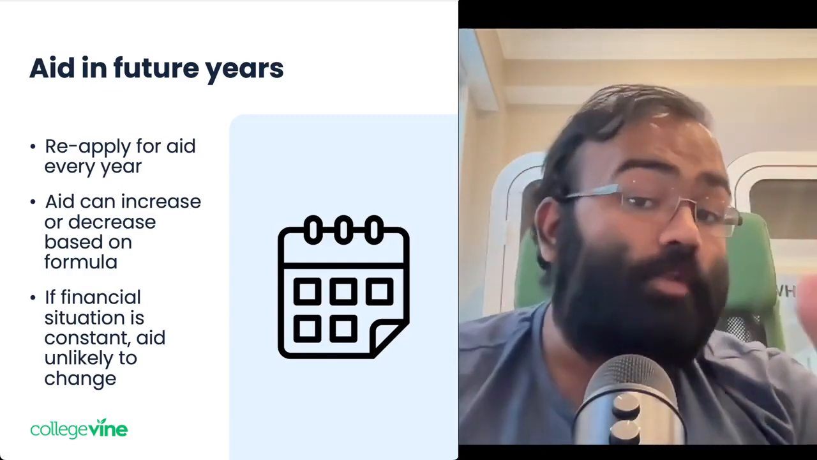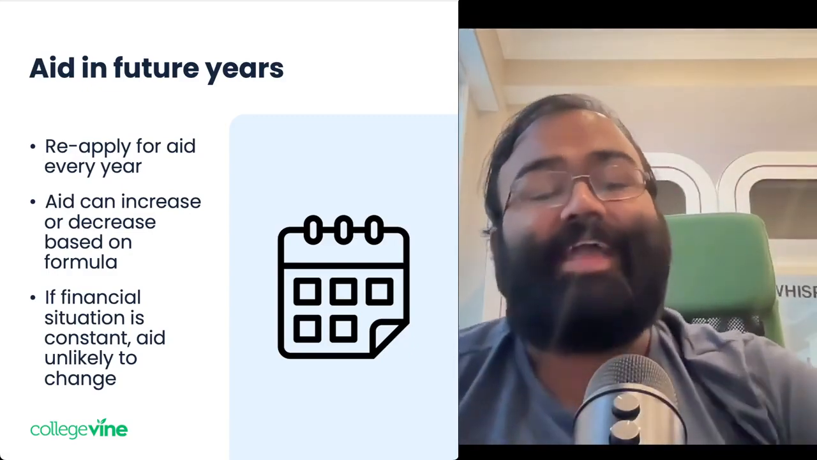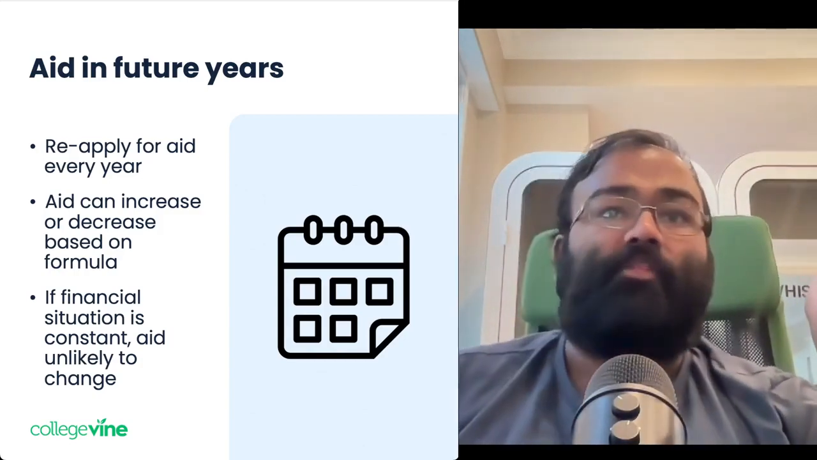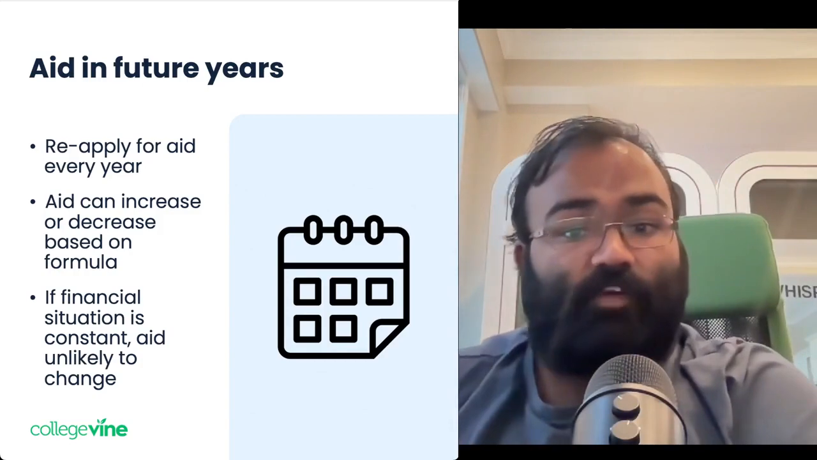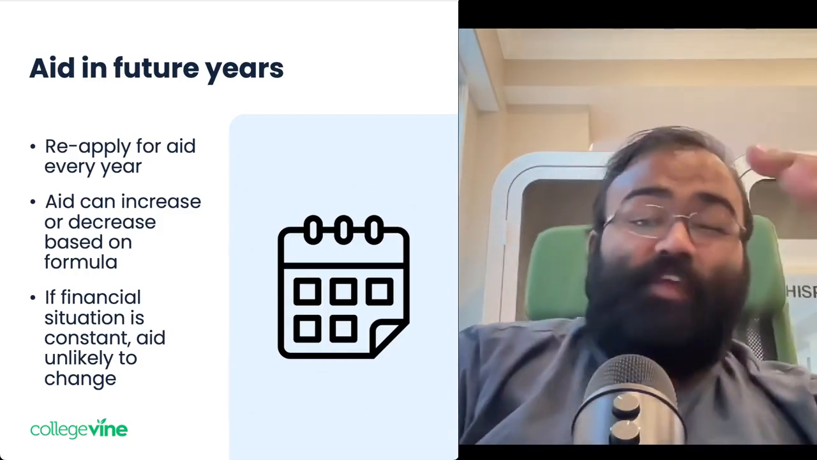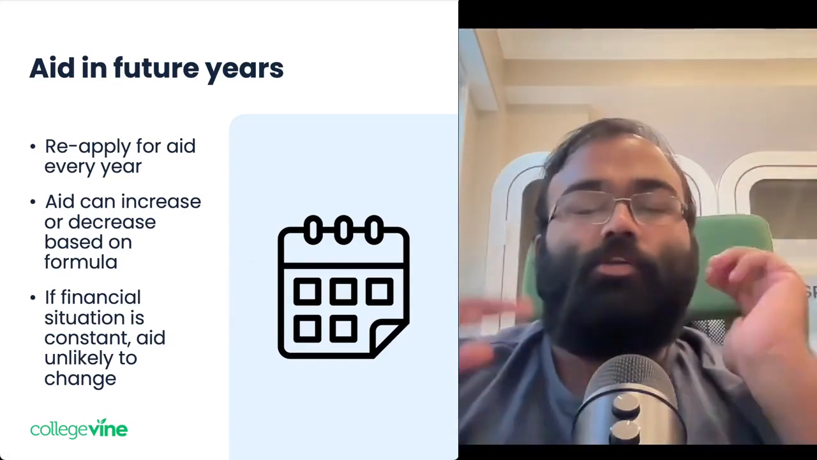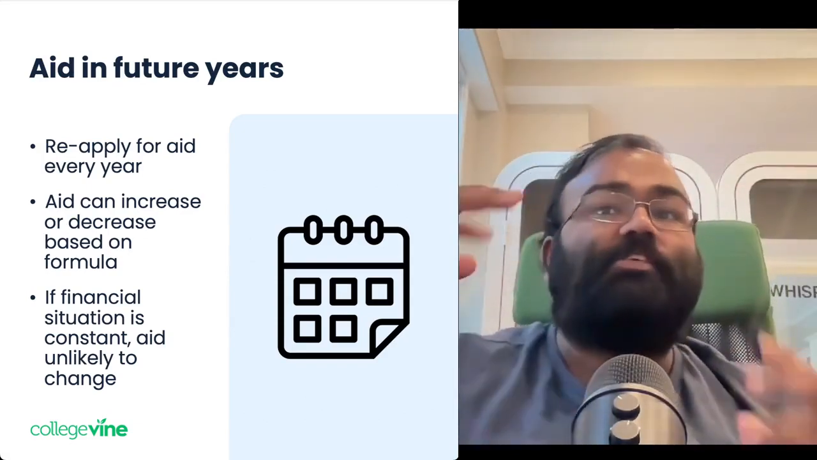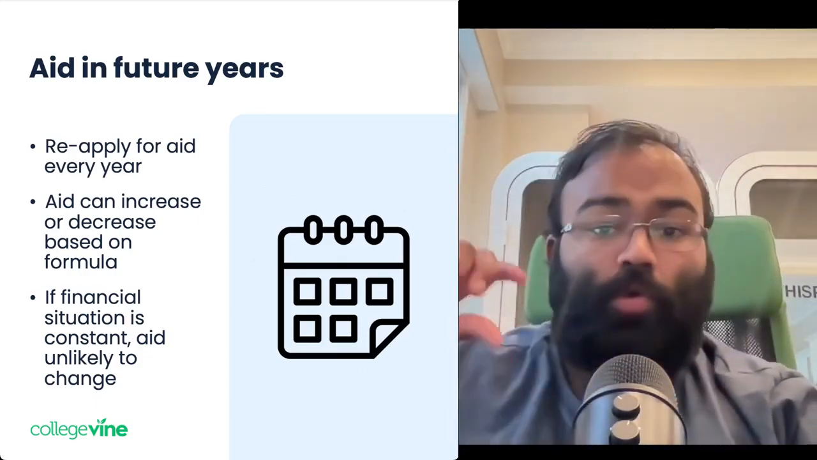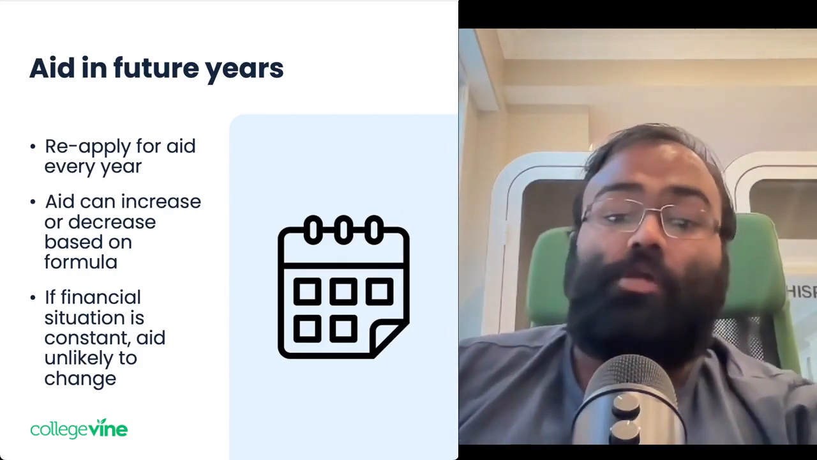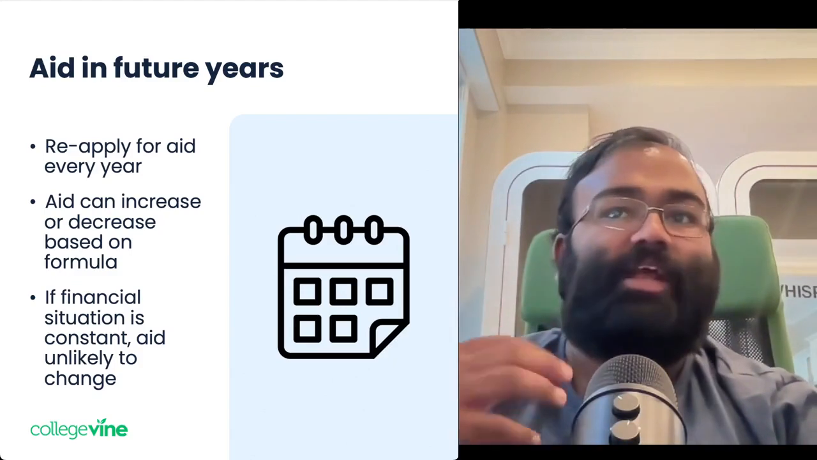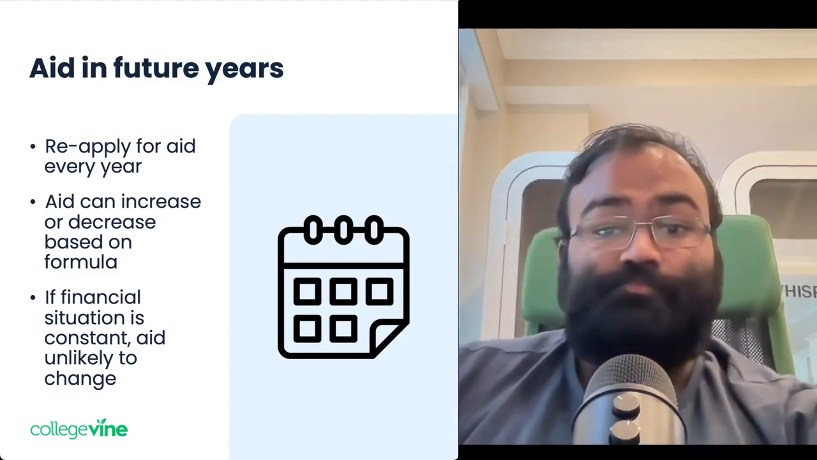So how does aid work after your freshman year of college? So most families don't know this, but you're actually going to have to reapply for financial aid every year. And that aid can increase or decrease based on the formula that we talked about. So there's things you can do that will increase your financial aid. There's things you can do that will decrease your financial aid. But if your family's financial situation is constant, colleges are usually not in the habit of substantially changing your financial aid award. So if your EFC changes, they're going to adjust your aid award. But if your EFC doesn't really change that much, they're not going to adjust your financial aid award much either. They usually do a pretty good job of not baiting and switching you in that format.